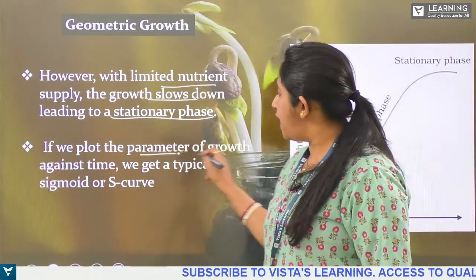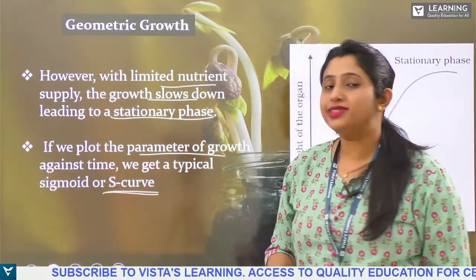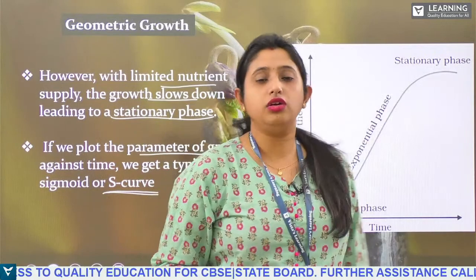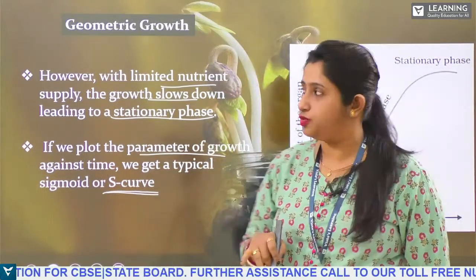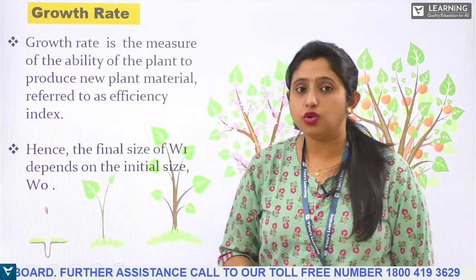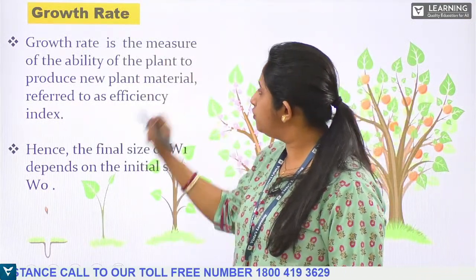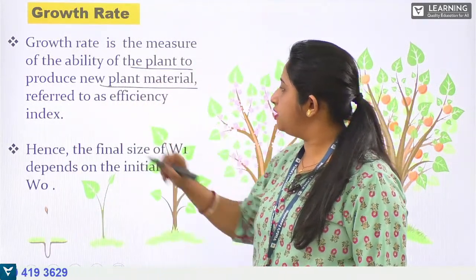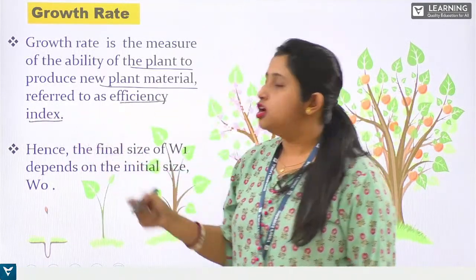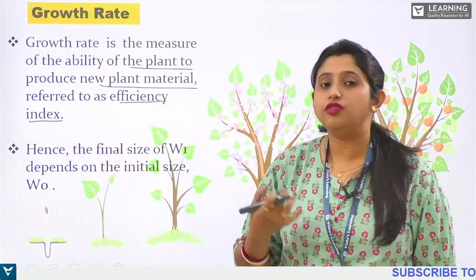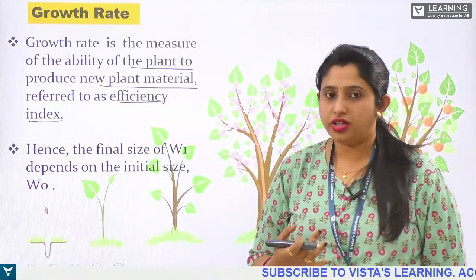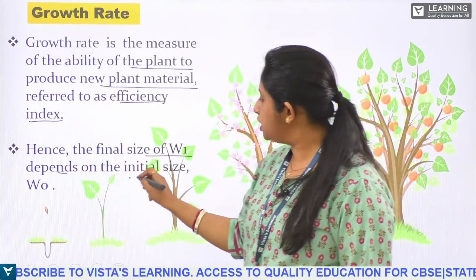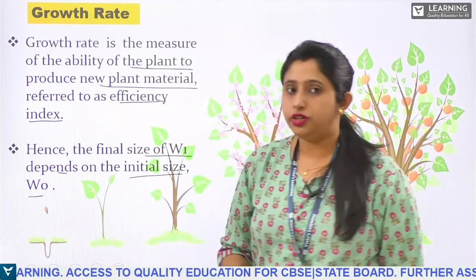Okay, now we plot the parameter and we'll get the S shaped or S curve, right? So in case of geometric growth, the curve which is obtained is S shaped. Okay, next, what do you mean by growth rate? Growth rate is the measure of the ability of the plant to produce what? New plant material, referred to as efficiency index. So it is nothing but the ability of the plant to produce new plant, that is called growth rate. So the final size of W1 depends on the initial size of W0.